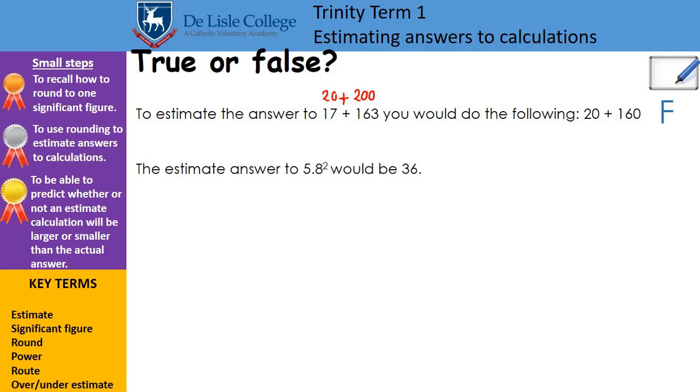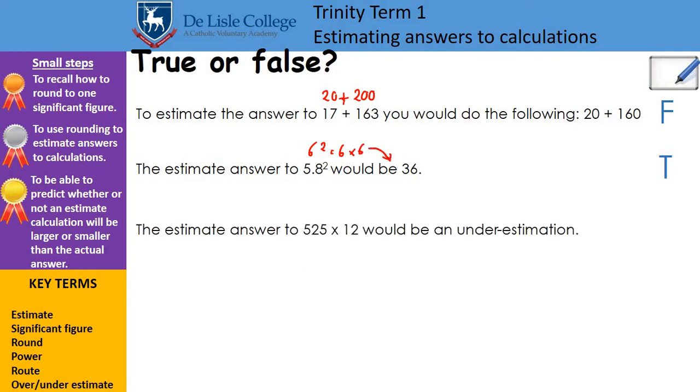The estimate answer to 5.8 squared would be 36, would it? Have a think about it. It would, because you'd round that up to a 6, and we know 6 squared is 6 times 6, which gets us 36. The estimate answer to 525 times 12 would be an underestimation. Well, that's true, because you'd actually round both numbers down, look. You'd be doing 500 times 10.